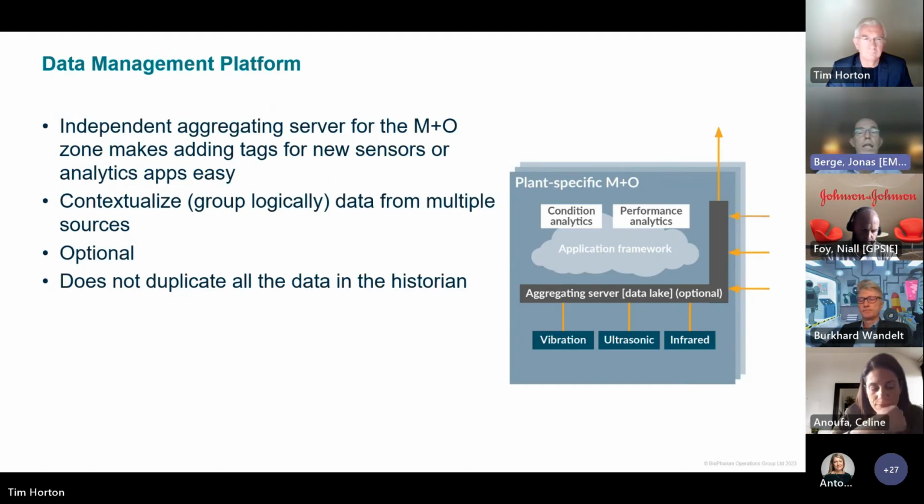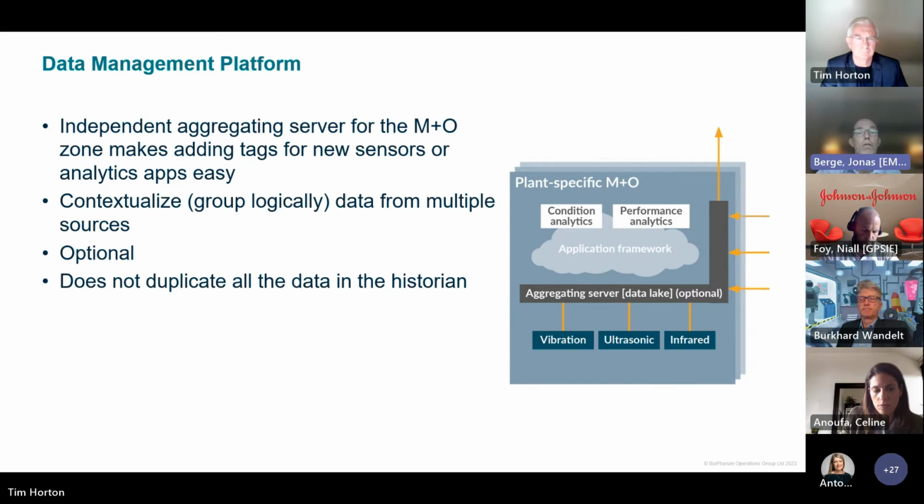The existing historian in the plant is part of the GAMP-validated system in the CPC zone. So making changes such as adding tags in the historian for new sensors or installing analytics apps using the data is not practical. Therefore, an independent aggregating server can be deployed in the M&O zone.